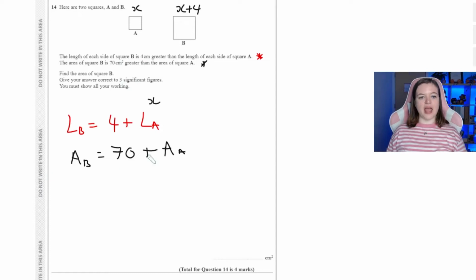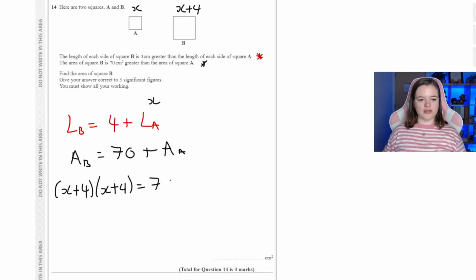Okay, and then we want areas. So we want the area of square B, that's going to be X plus 4 times X plus 4, right? A bit of algebra going on. So we're going to have X plus 4 times X plus 4. It's going to be equal to 70 plus the area of square A, which is X times X, which is X squared. Okay, then it's time to expand these brackets here.